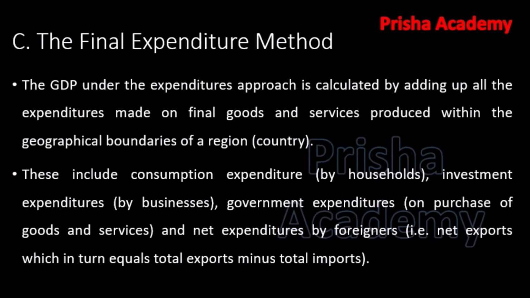Then the next method is the final expenditure method. The GDP under the expenditure approach is calculated by adding up all the expenditure made on final goods and services produced within the geographical boundaries of a region. These include consumption expenditure by households, investment expenditure by businesses, government expenditure on purchase of goods and services, and net expenditure by foreigners, that is net exports, which in turn equals total exports minus total imports. So when we add these expenditures, we get the final GDP.